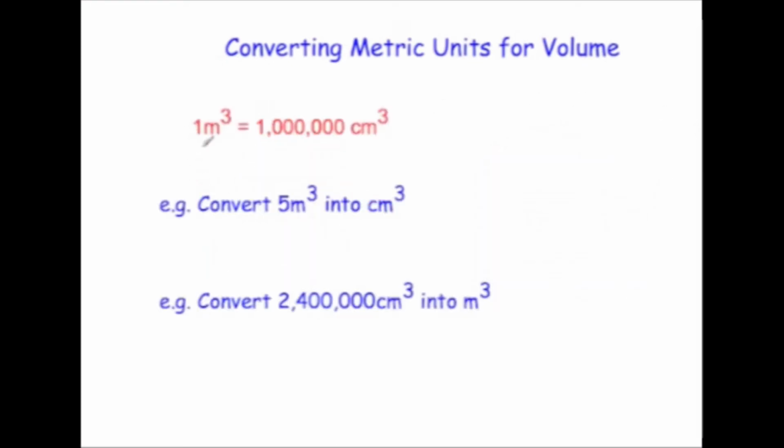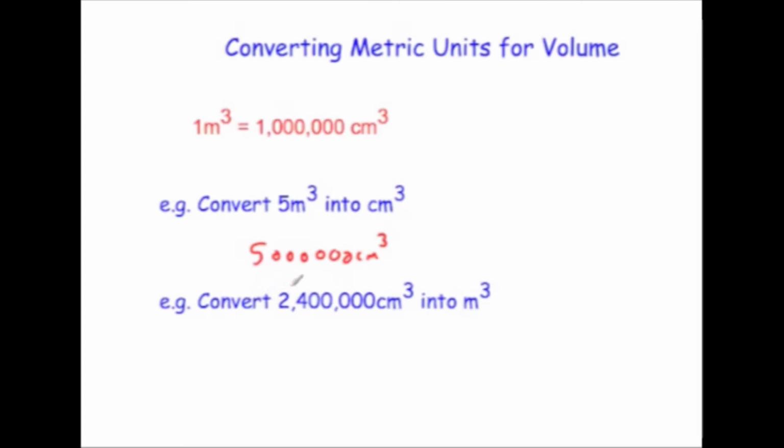So that's the conversion rate. 1 meter cubed is 1 million centimeters cubed. So let's do two questions. Convert 5 meters cubed into centimeters cubed. Well, if you want to go from meters cubed into centimeters cubed, we're going to multiply by a million. So we're going to times 5 by a million. So it's going to be 5 million centimeters cubed.